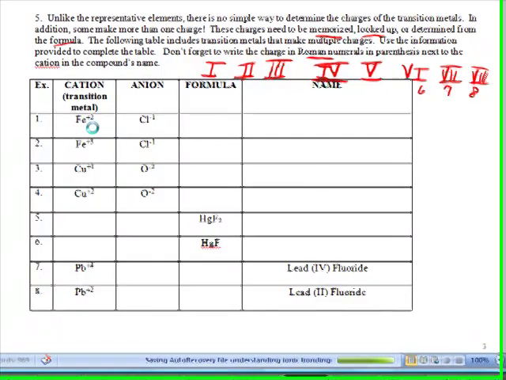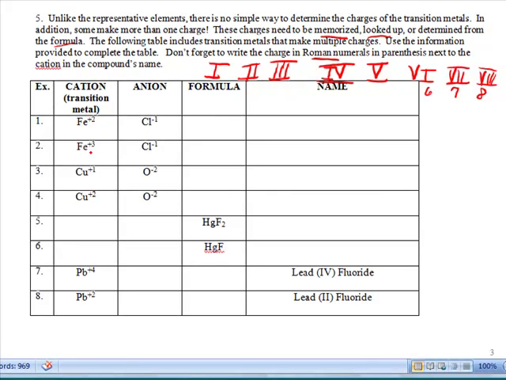Alright, iron. Iron's got a +2 charge. Over here, iron's got a +3 charge. And they're both hooking up with chlorine. And chlorine's a good old representative element. Remember, representative elements are S and P block. They make things easy for us because they follow the rules.